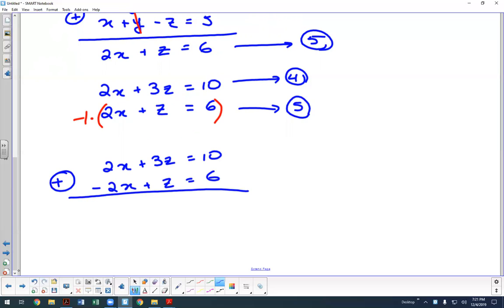Multiplying second equation by -1 will give us negative z and -6. Okay, there we go. Positive 2x, negative 2x will cancel out. 3z minus z will of course be 2z. 10 minus 6 will be 4. And as you can see, we can go ahead and find out what the value of z is going to be.